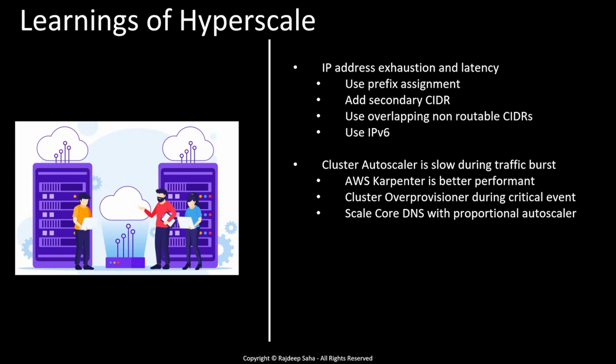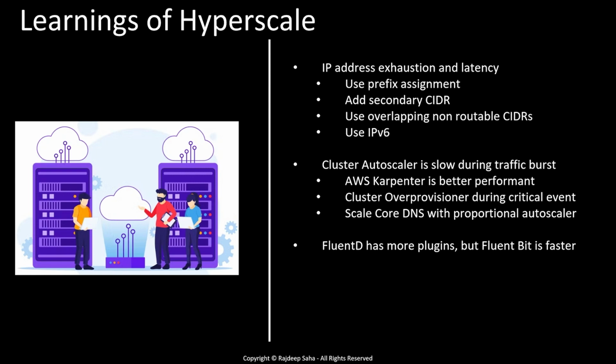If you are running thousands of nodes, one of the add-ons is CoreDNS. So you need to scale CoreDNS, and you do that using the proportional autoscaler. With the proportional autoscaler, CoreDNS will scale based on the number of EC2 worker nodes. So even when you are running thousands of worker nodes, you won't see any throttling of traffic.